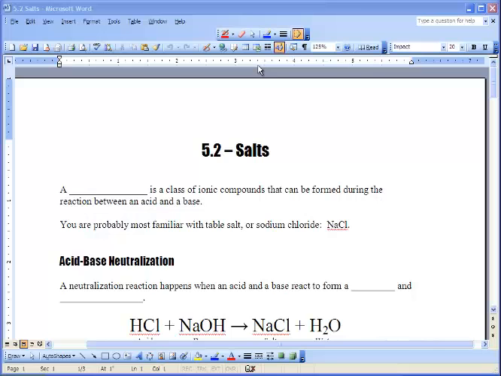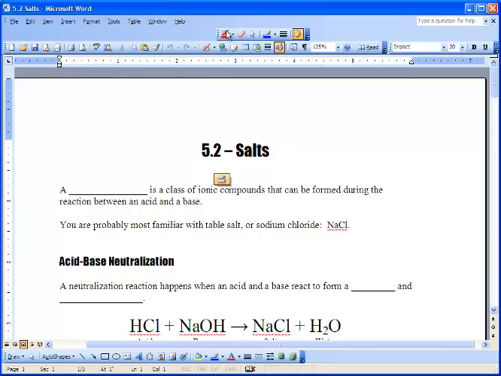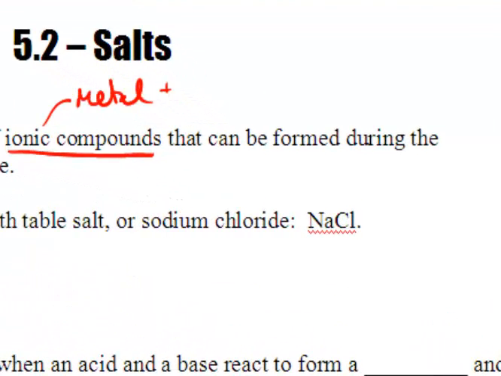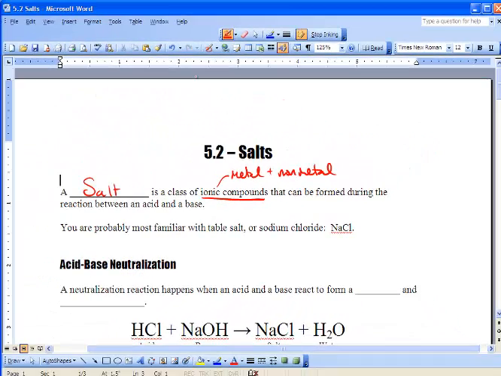Well, we've been dealing with acids and bases, and now what we're going to do is talk about salt. Now, a salt is a class of ionic compounds. This is a metal and a nonmetal that can be formed during a reaction between an acid and a base.